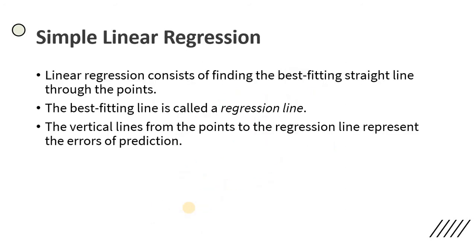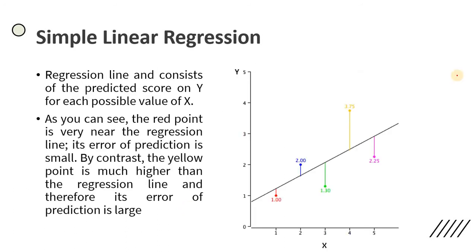So linear regression consists of finding the best fitting straight line through the points. The best fitting line is called the regression line. The vertical lines from the points to the regression line represent the errors of the prediction. So here, as I said, I draw the line in between such that the distance of each point is minimum. Here I calculate the distance, and we can see that the distance is minimized.